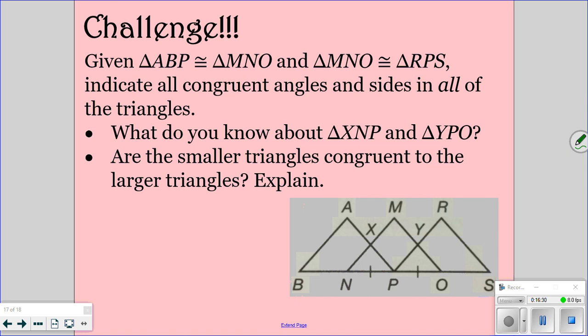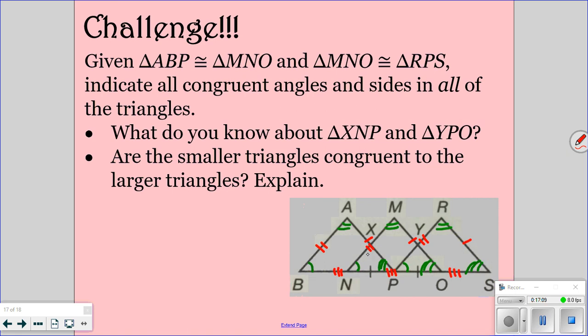So it says indicate all congruent angles and sides in all of your triangles. Since this big triangle is congruent to this one, is congruent to this one, this angle and this angle are congruent. This angle and this angle are congruent. And then this one and this one are congruent. And then from the sides, this side and this side are congruent. These sides are congruent. And then the bottom ones are congruent.